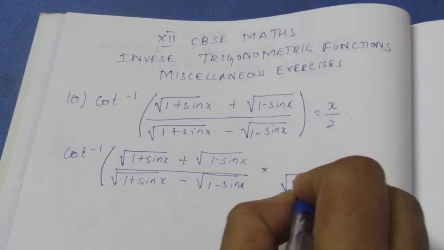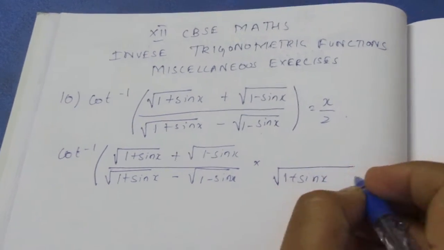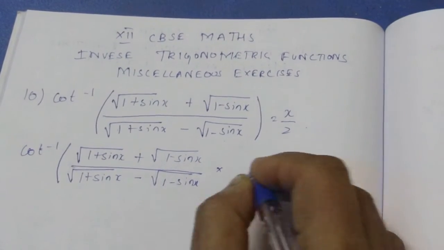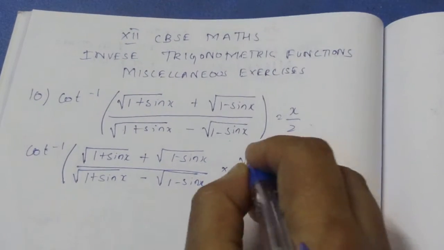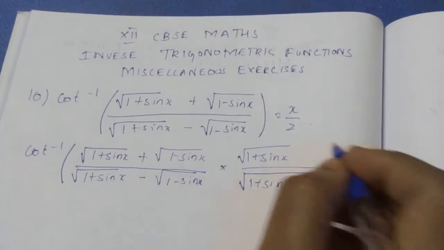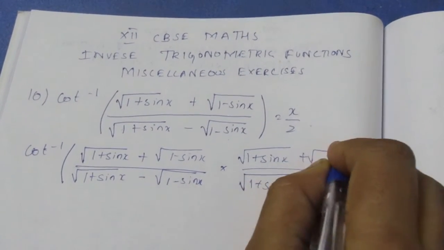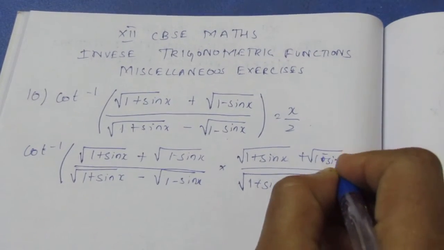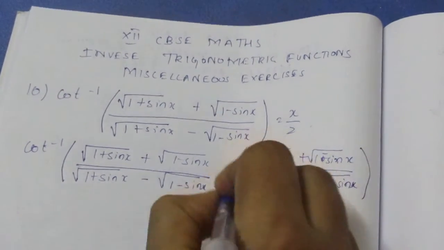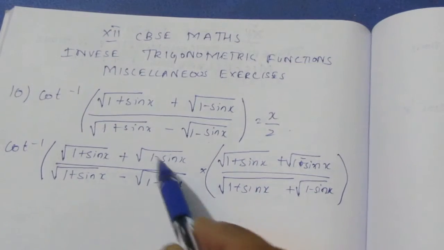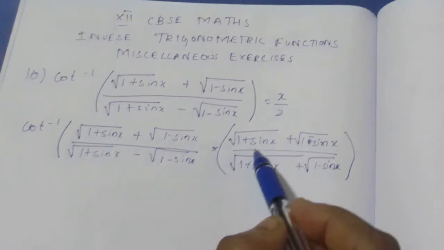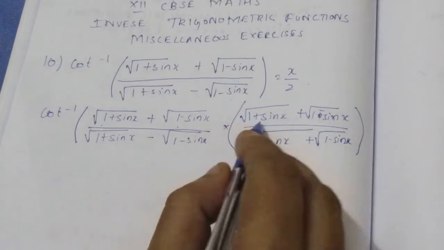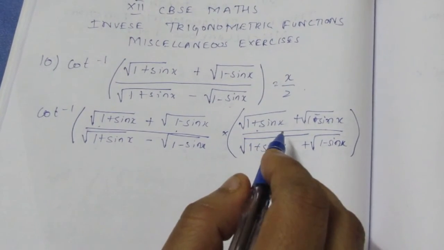So root of 1 plus sin x plus root of 1 minus sin x. The same way the numerator also we need to multiply the same. So 1 plus sin x plus root of 1 minus sin x. If you see the numerator, it is in the plus sign, so we need to just square it. So it's just a plus b into a plus b. I can write this to be a plus b the whole square.